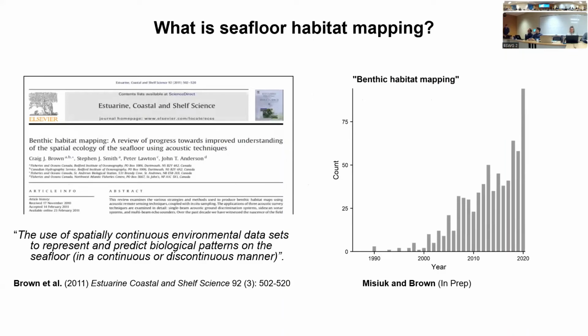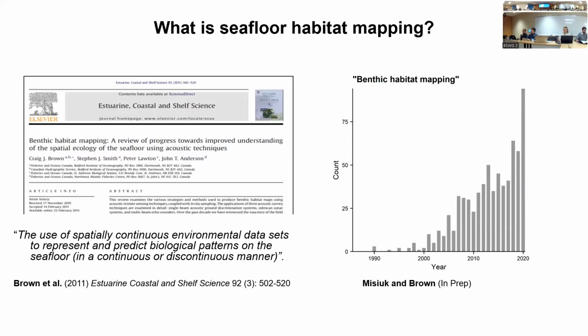So what is benthic habitat mapping? Well, the definition that I like is from the 2011 review paper that I wrote: the use of spatially continuous environmental data sets to represent and predict biological patterns on the seafloor. And we can interpret that in different ways. It can be gradational representations, or they can be hard boundaries that draw around different areas that represent different aspects of the seafloor in terms of its habitats, its geology, its biology.